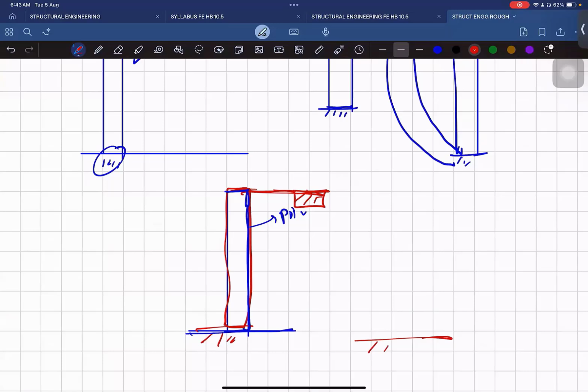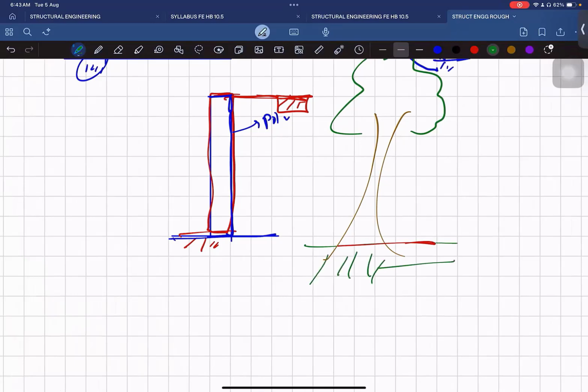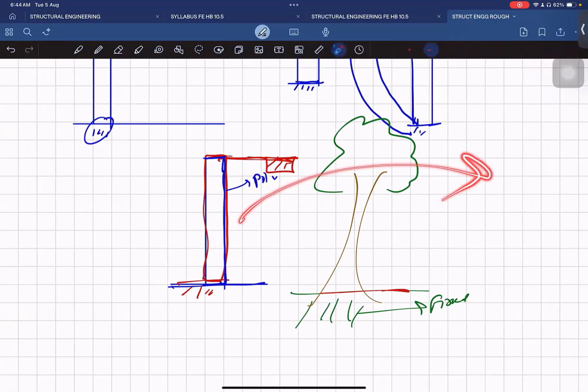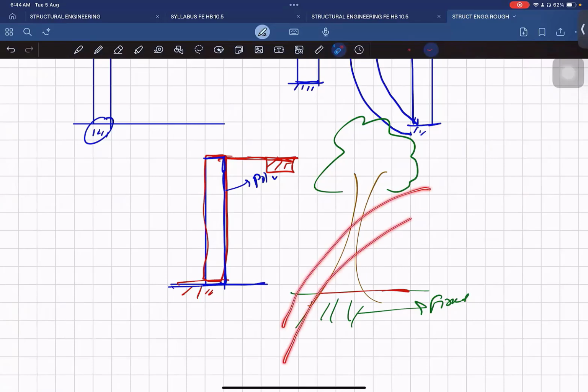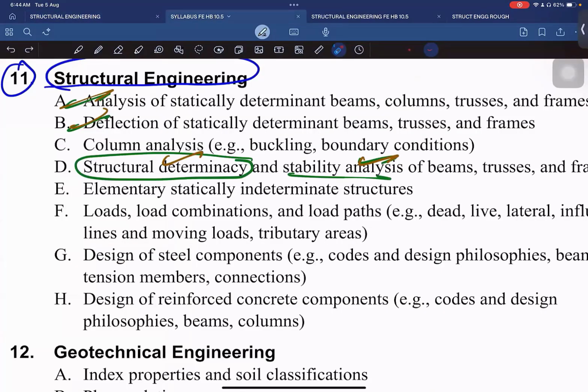Even if you take natural materials, something you know, like a tree, the tree has fixity at the ground. All the roots will be fixed here. This will be like a fixed connection and the top will be free. That's why if there is heavy wind, the trees can bend like this. If the wind is very heavy, like a cyclone, it will break also. So the column will have different boundary conditions, like fixed, pinned, and free. We call these boundary conditions.